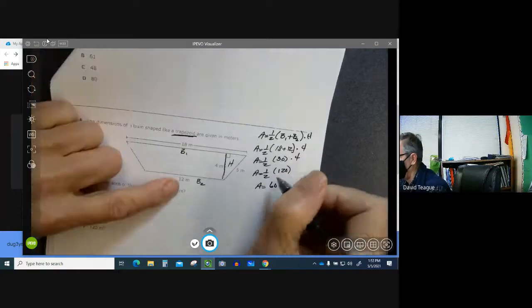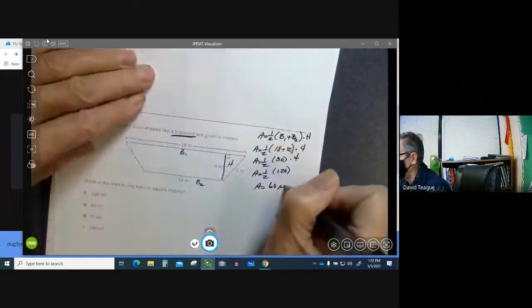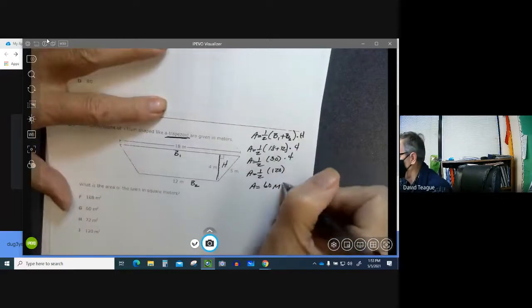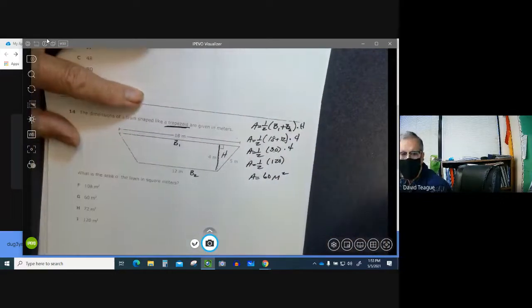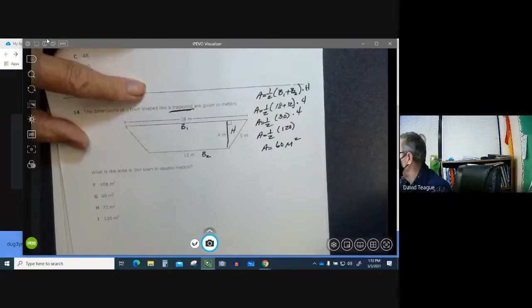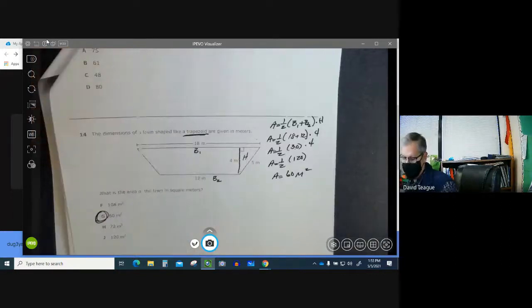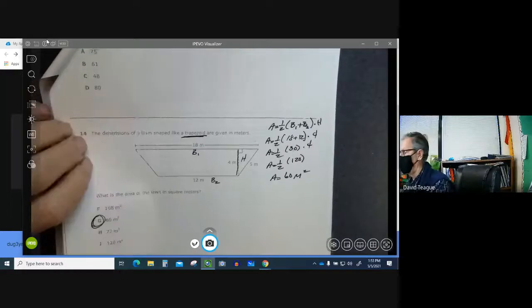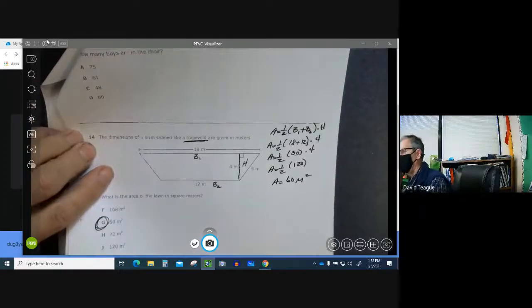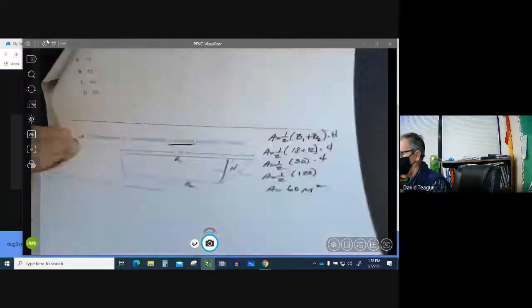So it's 60, and I'm talking about meters and I'm talking about area, so I'm talking squared. So it's 60 meters squared. Do I have that answer? Yep, it's G. Okay, they just gave you the formula, and all you had to do is go find it. You don't even have to memorize it.